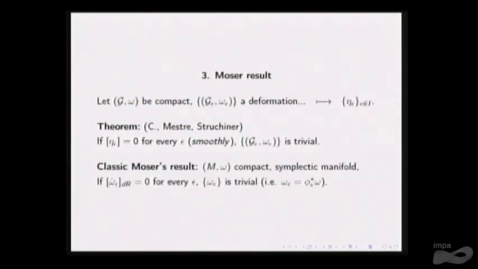Note the analogy with the classic Moser result in symplectic geometry, which says that if you have a compact symplectic manifold, and you take this derivative, this is a cocycle, and if you have that this is exact for every time, then the deformation is trivial, which means that they all are symplectomorphic to the initial one. So they are very similar, but they have a difference here with the smoothness. This is not required there, because in this case we can prove that the smoothness of the transgression of the cocycle is implied by the compactness of the symplectic manifold.